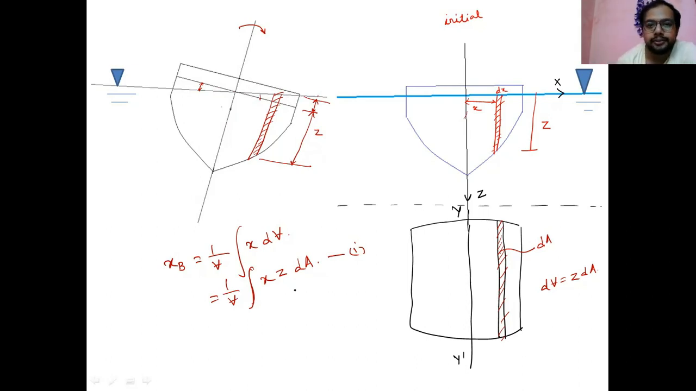It changes its position. And what is that? This is the X. This theta, you take it as theta. So this portion is nothing but X tan theta.